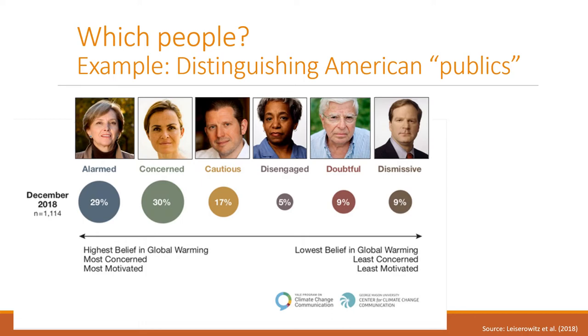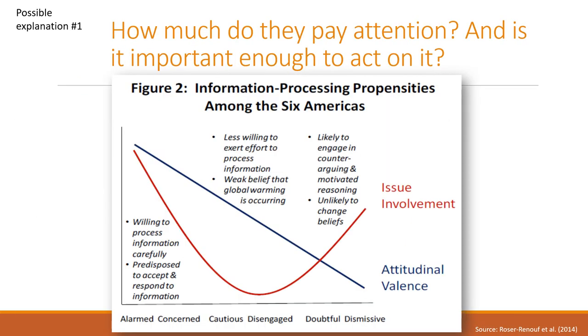So what I want you to keep in mind in what I'm talking about in the next few slides is this distribution of opinions across the American public. Not one public, six publics. Look at the bottom. You see those same six publics again, from the alarmed to the dismissive. What he found in his research is how much attention these different publics pay to the issue of global warming. It's what he calls issue involvement, and you can see it here with the red line.